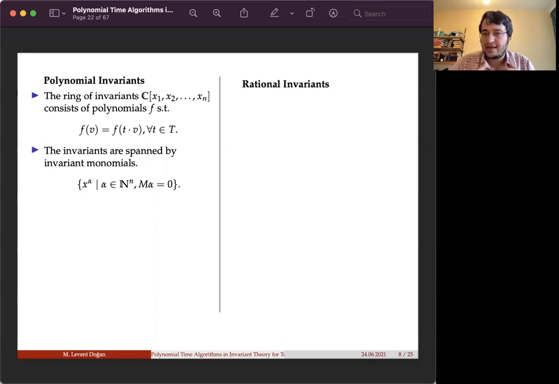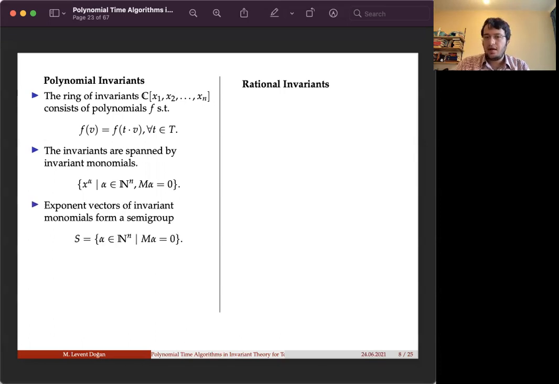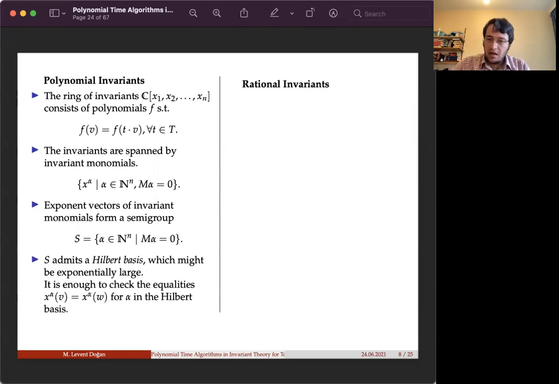A monomial, say x to the alpha, is an invariant if and only if the weight matrix M times alpha is 0. But here's the thing, this set of invariants, or equivalently these exponent vectors of invariant monomials, form a semigroup: all alpha, entries being natural numbers, such that M alpha is 0. Semigroups admit a finite set of generators, and there is a unique minimal set of generators, the Hilbert basis.